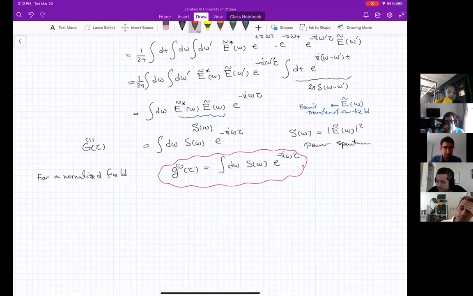So for example, if S of omega is a delta function, then G is equal to 1. This is what we see, the absolute value, of course. I mean, that will be sinusoidal, but the absolute value will be equal to 1. And that's the meaning of being a good coherent beam. This is what you get out of a laser beam.